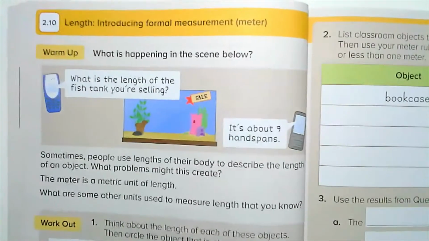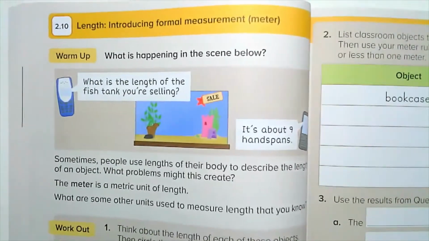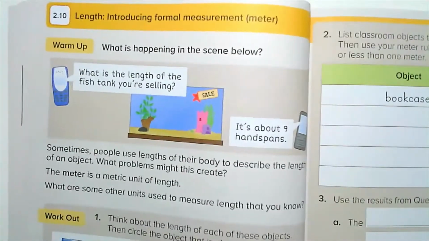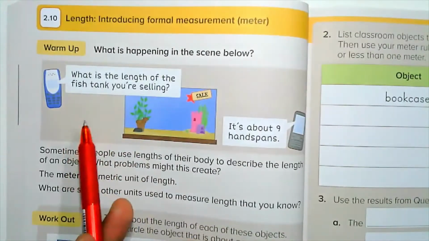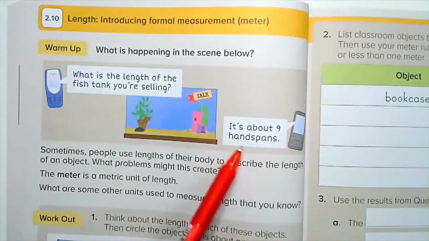Lesson 2.10, length, introducing formal measurements. So today we're going to use meter. What is the length of the fish tank you're selling? It's about 9 end spans.